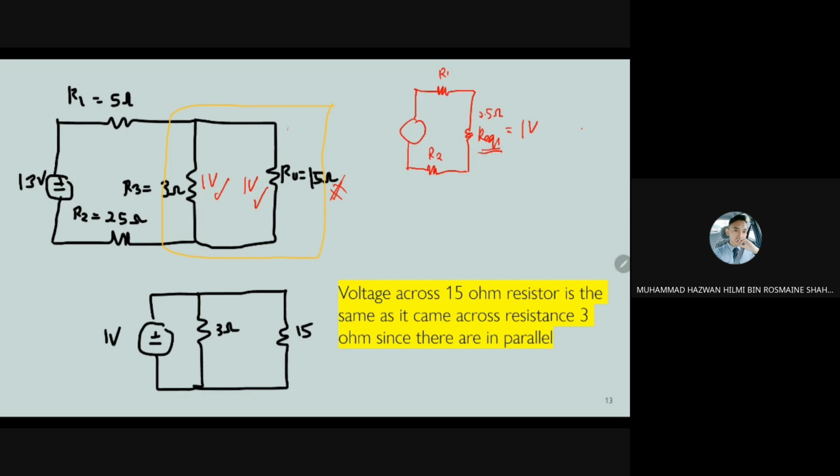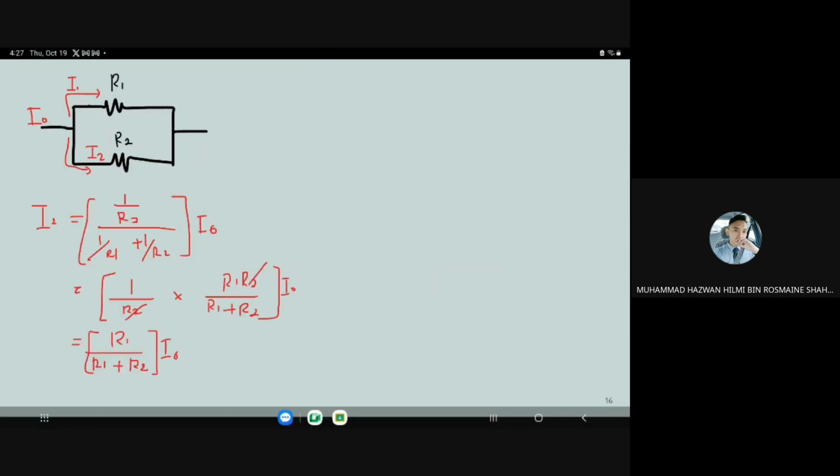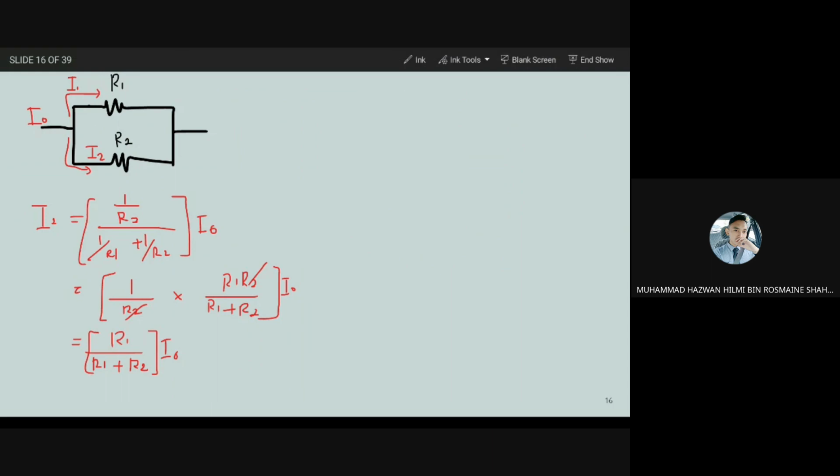Okay, are you clear until here? Yes, madam. Okay, so I think we finish only until here, and then next week I will continue with more examples for the current divider.